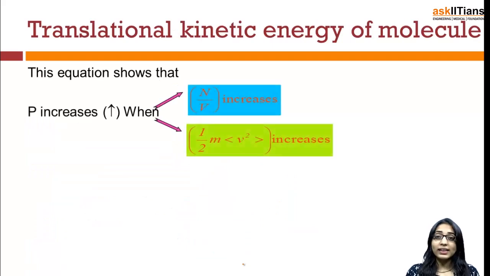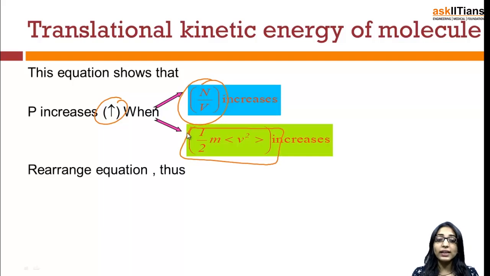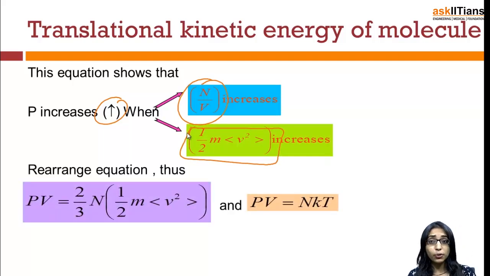Now let us study in a little more detail the translational kinetic energy of the molecule. As we have done earlier, with an increase in N by V factor, the pressure can increase. Also, if you increase the half mv square factor, there can be an increase in pressure. If I rearrange the equation, pressure into volume is nothing but 2 by 3 into N into half m V square, with an average sign.